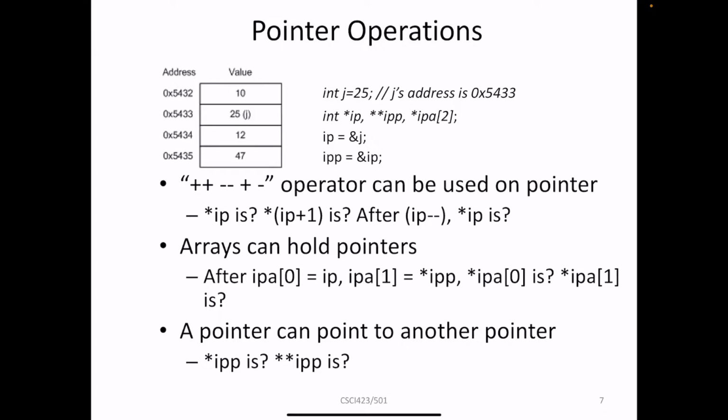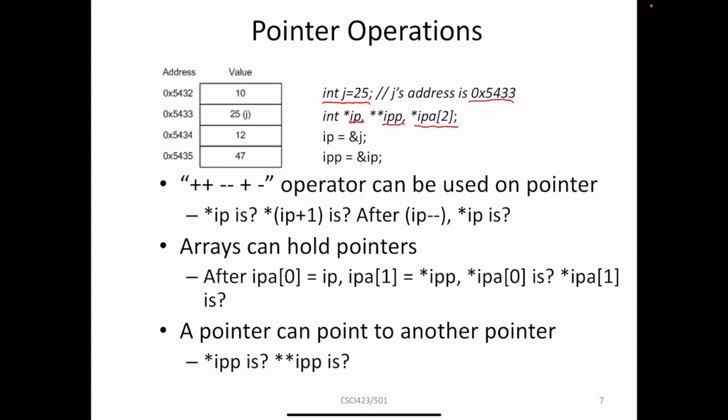So for example, we have defined an integer variable j, and also we assign 25 to it. From the comment, we know that the value of j has been stored in address 5433. Then we define a number of pointers. The first pointer, ip, points to an address of an integer variable. And for the second pointer, ipp, you may get confused why this pointer has two stars, because this pointer ipp points to another pointer. That other pointer points to an address of an integer variable. And the last pointer, ipa2, will point to an array with two elements, and each element holds a pointer which points to an address of an integer variable.